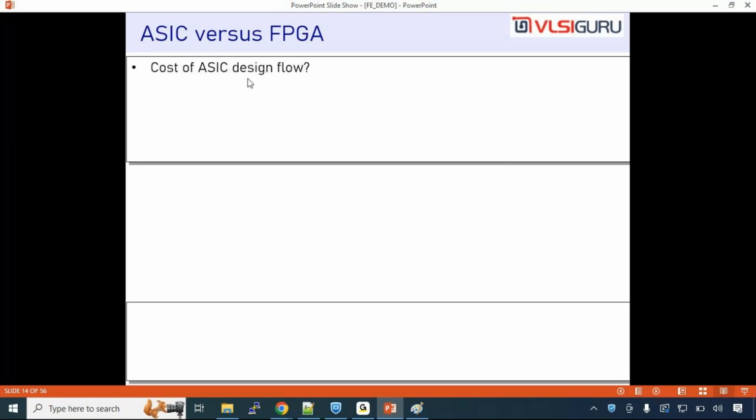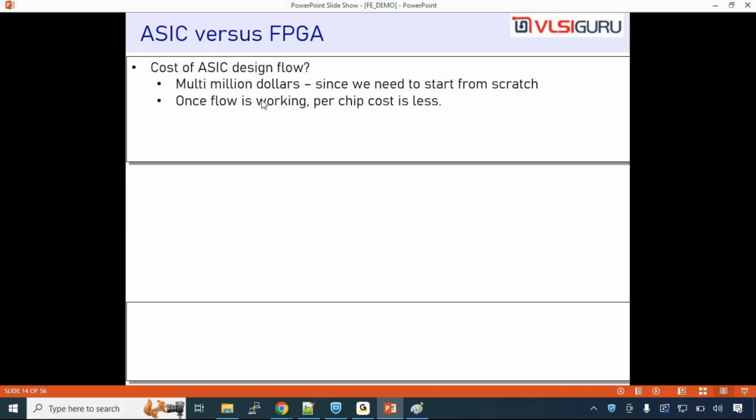See, the cost of the ASIC design flow is multi-million dollars. Let's say you go to Qualcomm, for example, they are developing a mobile phone chip. Their initial investment will be very huge. The initial investment of setting up the flow till the time they can manufacture one chip will be very costly, running into multiple million dollars. Once the entire flow is done, the per chip cost will be very low. The process of setting up the flow is costly, but once the flow is set up, manufacturing each chip is very cheap.